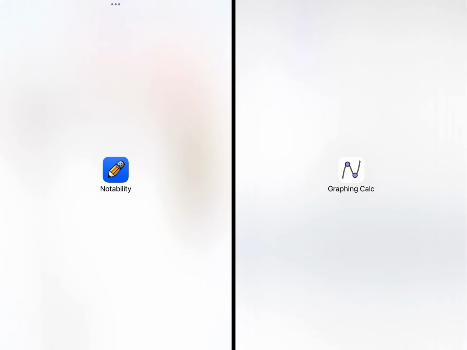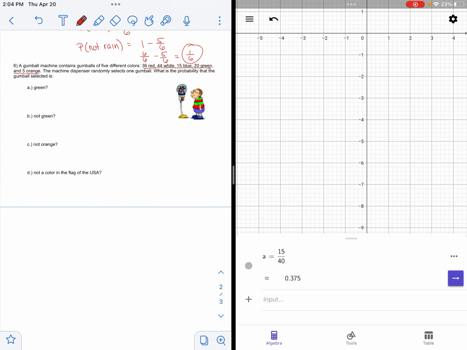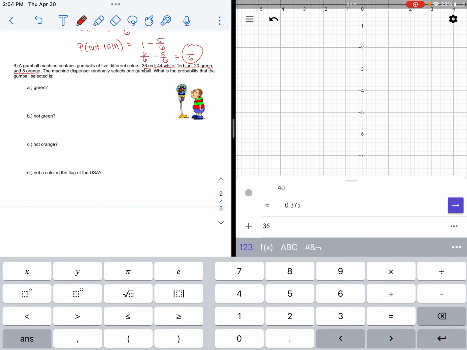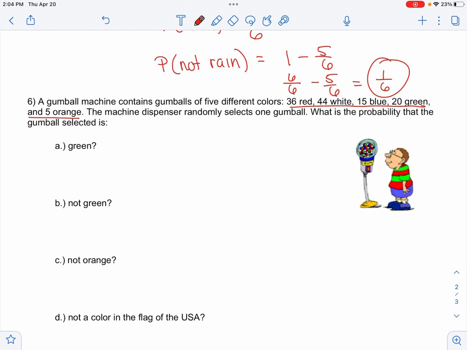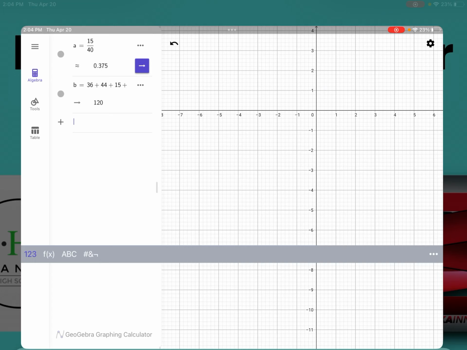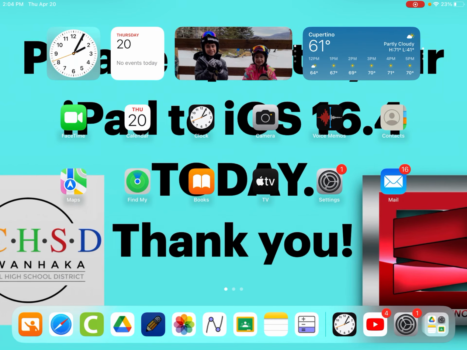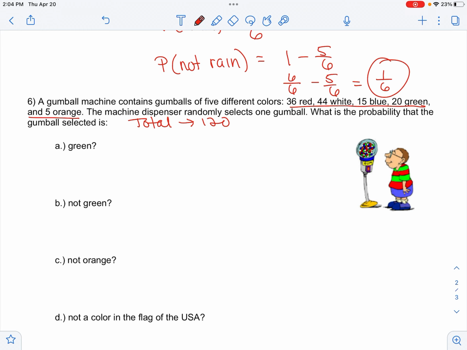I think I could split screen. So I'm going to do 36 plus 44, 15 plus 20 plus 5. So there's a total of 120 gumballs. Of course, I already forgot that number. Was it 120? It was.